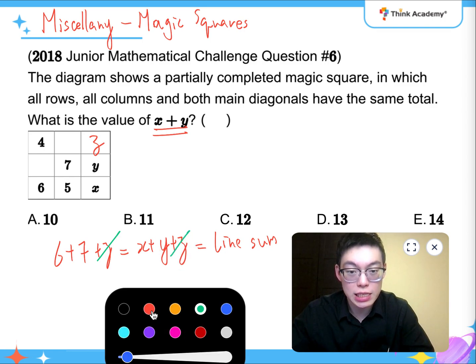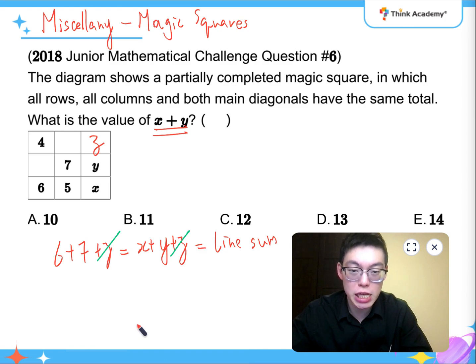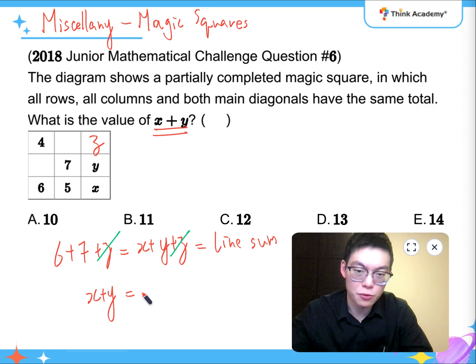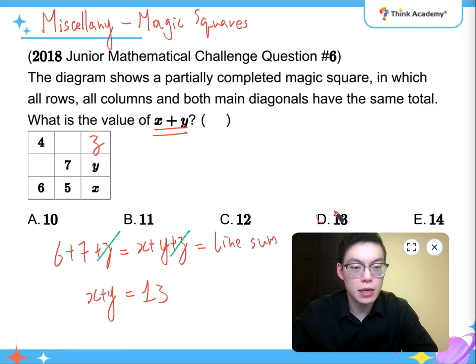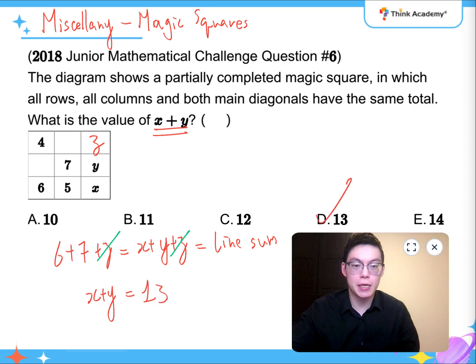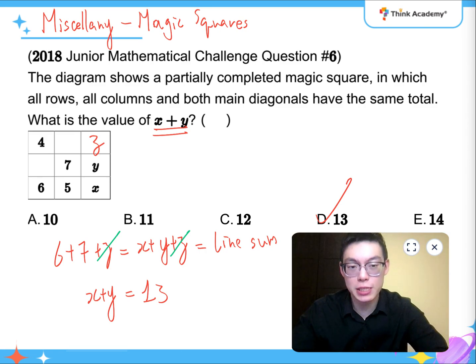You can see that 6 adding 7 is x adding y. So x adding y is 6 adding 7, which is 13. So the answer is going to be D, that is 13. All right, as simple as that. It's going to save you some time if you know these kinds of magic square models well enough.